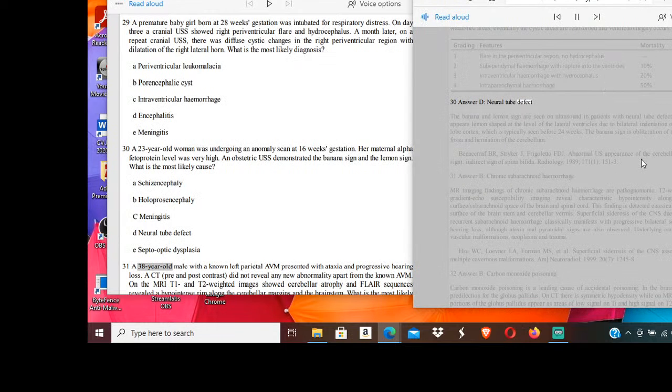Answer D, neural tube defect. The banana and lemon signs are seen on ultrasound in patients with neural tube defects. The head appears lemon-shaped at the level of the lateral ventricles due to bilateral indentation of the frontal lobe cortex, which is typically seen before 24 weeks. The banana sign is obliteration of the posterior fossa and herniation of the cerebellum.